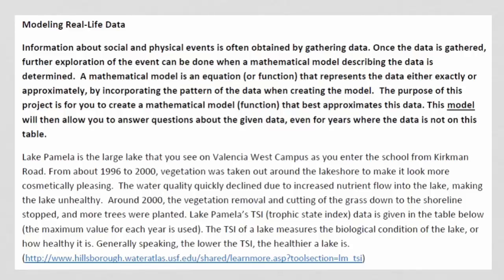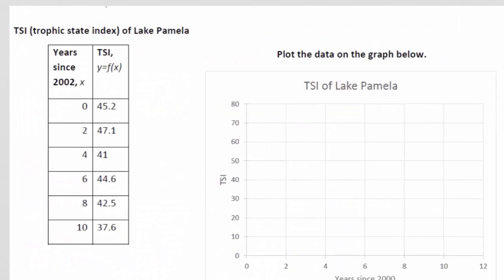We're going to use our skills from Chapter 3 to make a linear model to express Valencia's efforts to restore Lake Pamela to health. So first things first, we're given a data set and a coordinate plane. So let's plot our data on the set of axes.